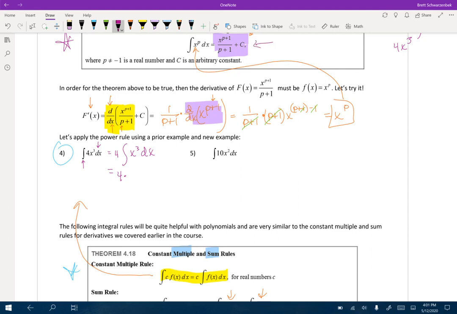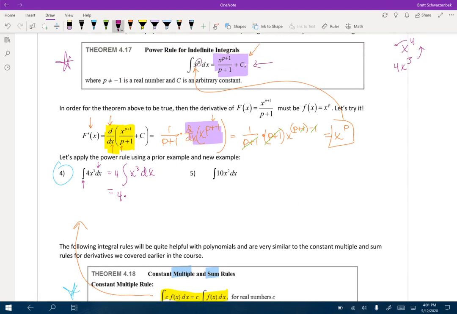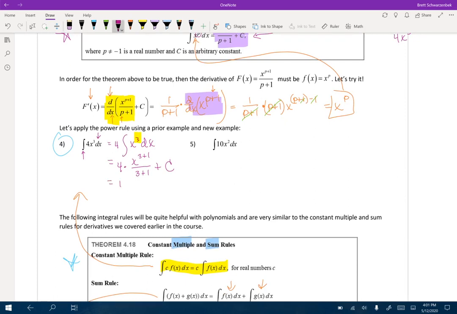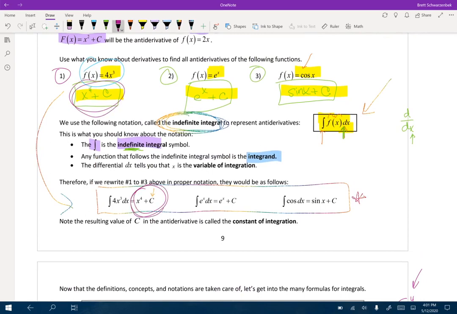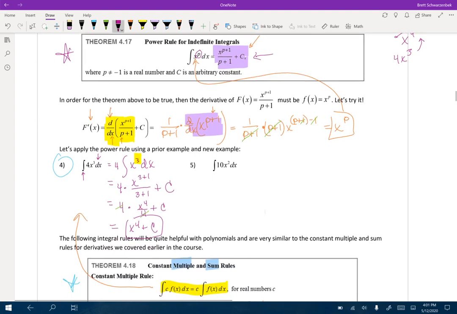What is p right now? It looks like that is 3. So what do we do with that? We do x to the 3 plus 1, and then all we do is copy that same value in the denominator, and then we have to remember the plus c. If we do the math, we get 4 times x to the 4th over 4 plus c, and then the multiples cancel, and we get just x to the 4th plus c, and that is our antiderivative. Look what we ended up with: x to the 4th plus c, the same exact thing, but using the formula.